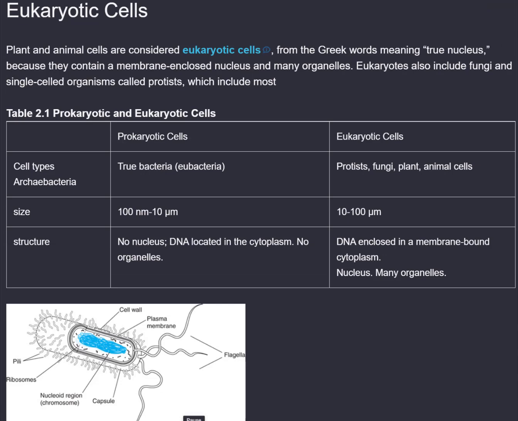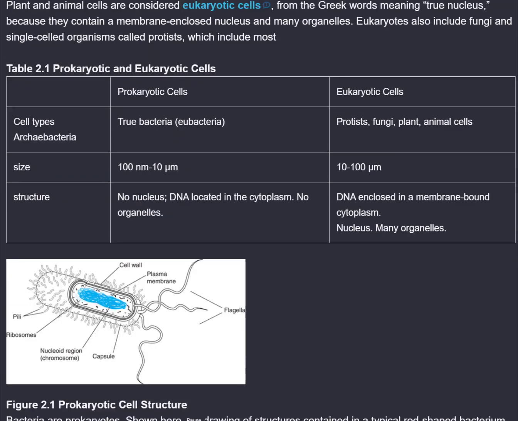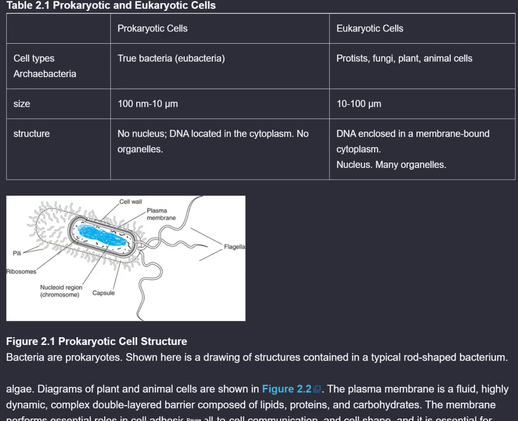Eukaryotic cells. Plant and animal cells are considered eukaryotic cells, from the Greek words meaning true nucleus, because they contain a membrane-enclosed nucleus and many organelles. Eukaryotes also include fungi and single-celled organisms called protists, which include most algae.